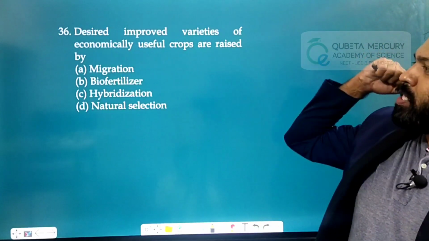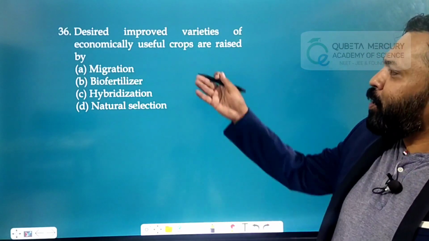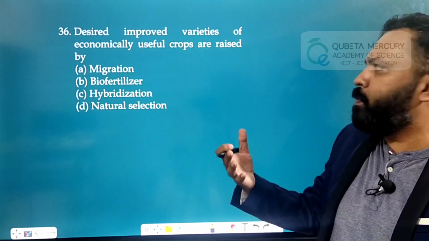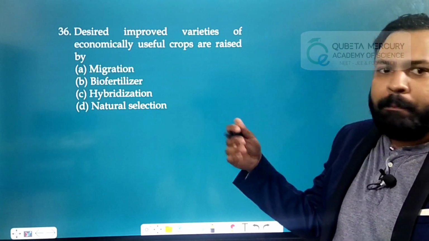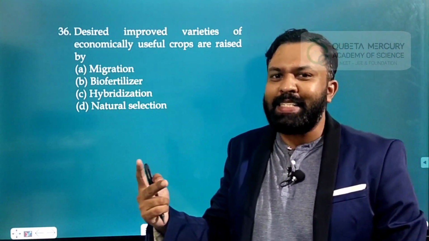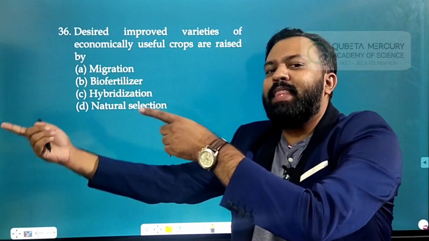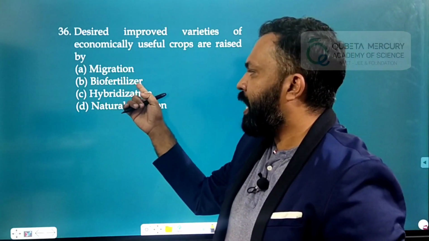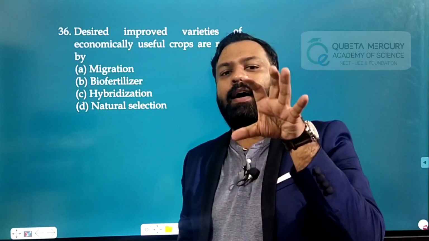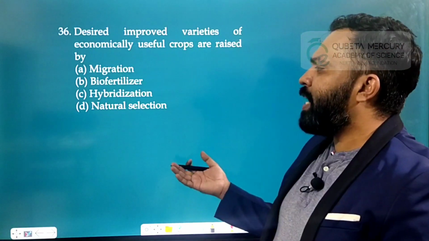Okay, here comes question number 36. Desired improved varieties of economically useful crops, the food crops, are raised by migration. Migration is a temporary two-way movement of organisms from a stressful habitat to a more hospitable area, and they will get back when the original conditions become favorable. Biofertilizer. Biofertilizer is the fertilizer obtained from living bodies, right? Hybridization, that is artificial hybridization.